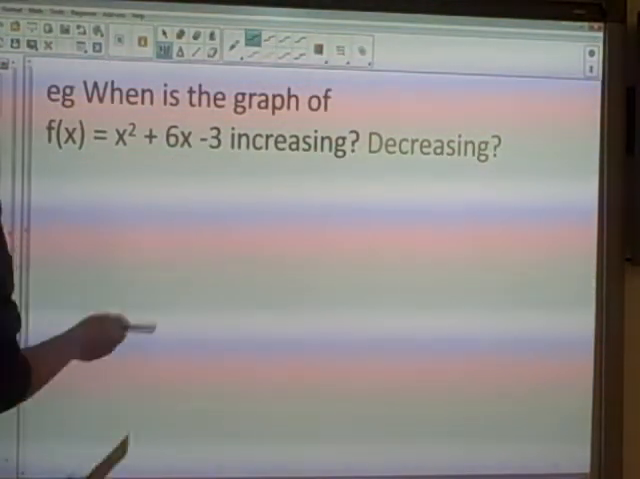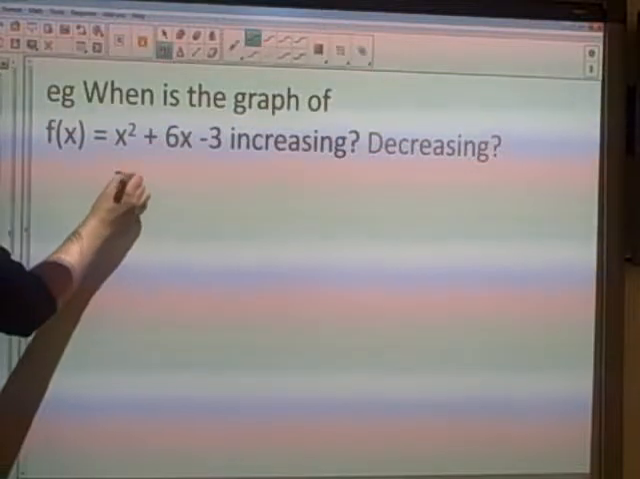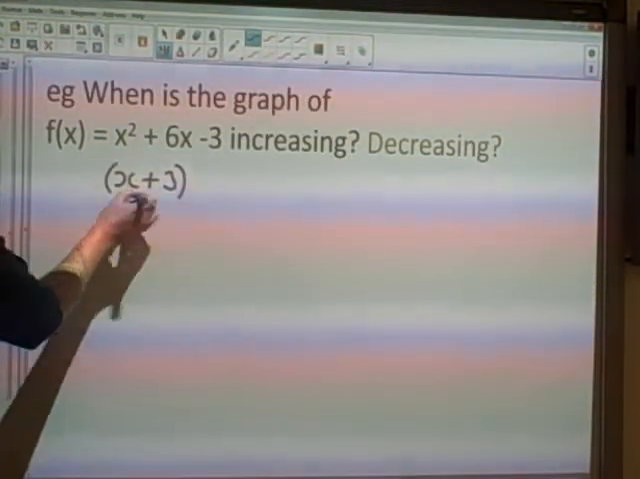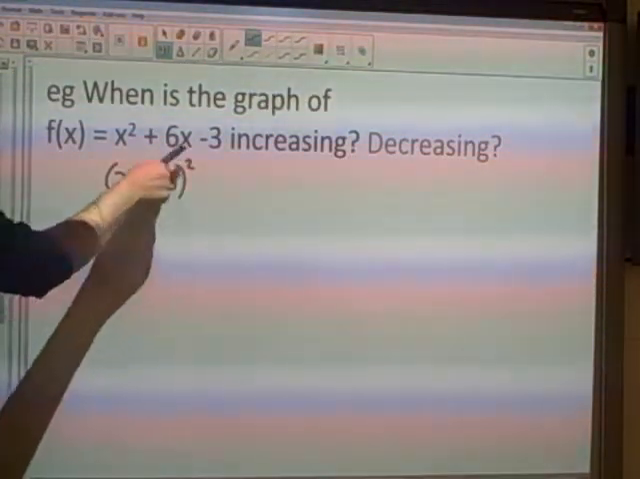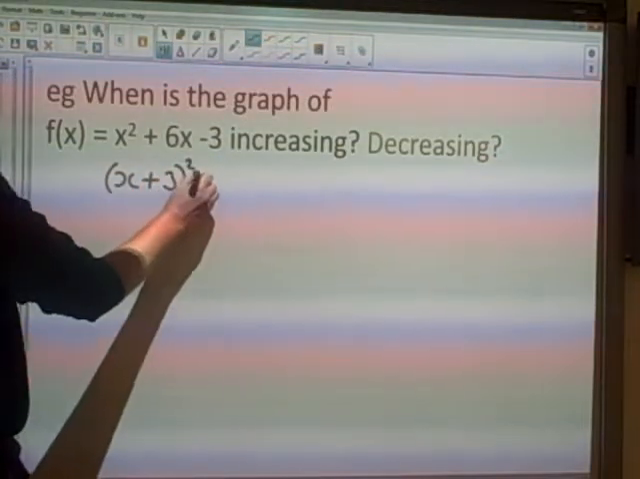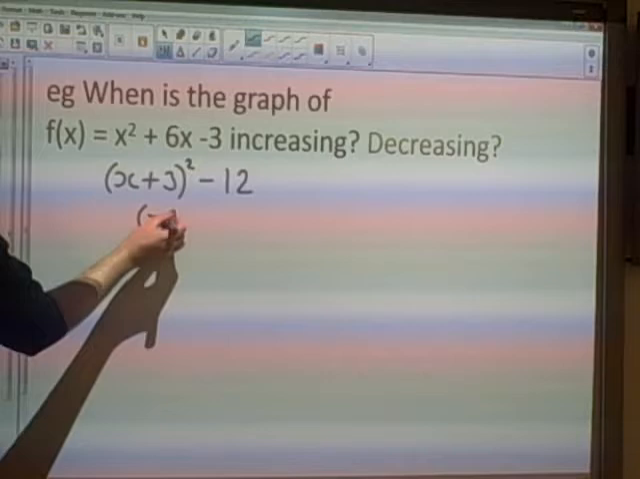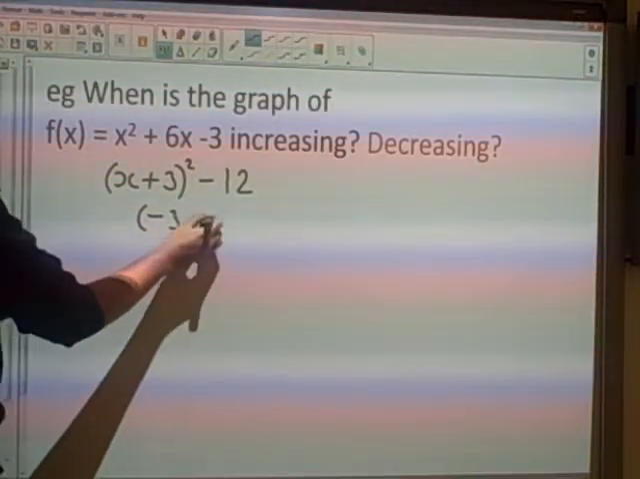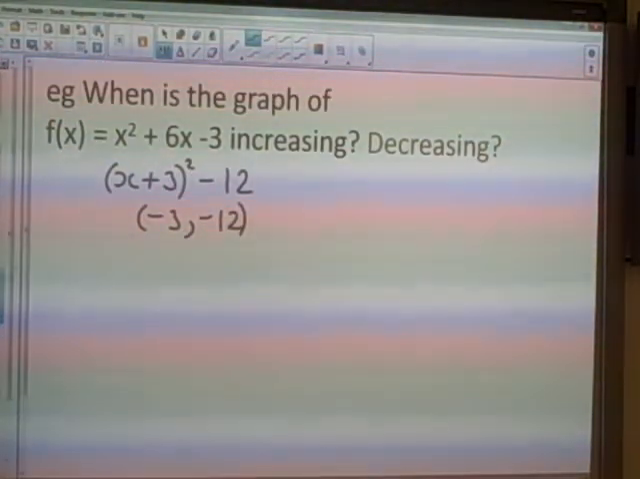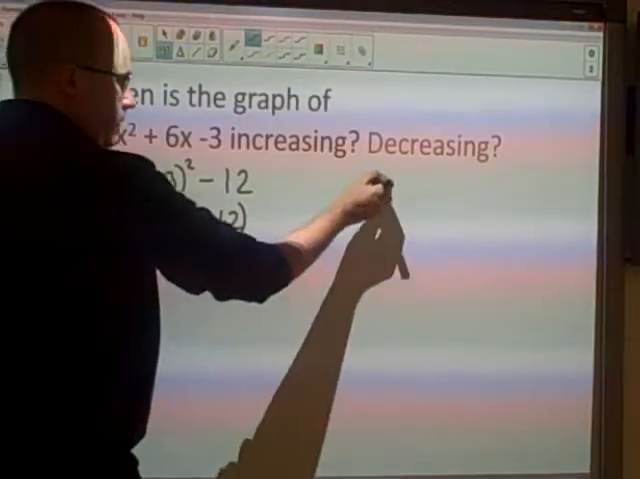So x squared plus 6x minus 3. If we were to complete the square on this, for example, half of 6 is 3, 3 squared is 9, but I actually want negative 3. I can take away 12, and then the vertex for this, remember, do the opposite of the one inside the parentheses. So the vertex for this will be negative 3, negative 12.